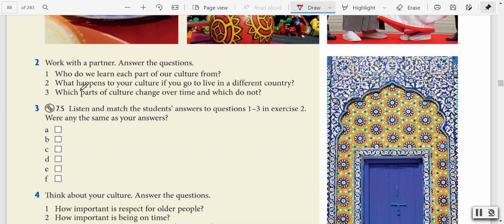Okay. In here we have 3 questions about culture. Work with the partner, answer the questions. Who do we learn each part of our culture from? Okay, we can learn culture from whom?